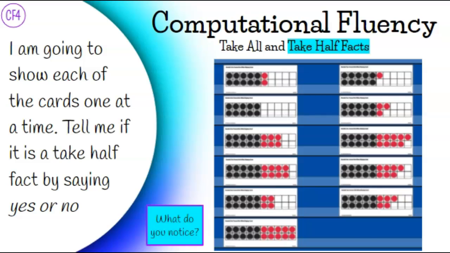Okay, so today you learned what the take all facts were. Those are when we take away all the facts and the answer is what? 0. And you've also learned to recognize what a take half fact is. That's just like the name says, you're taking away half of what you started with. And your answer is exactly what you took away from it. So for example, this first one was 12 minus 6 equals 6. We took away exactly half. We took away 6, and the answer is also 6.